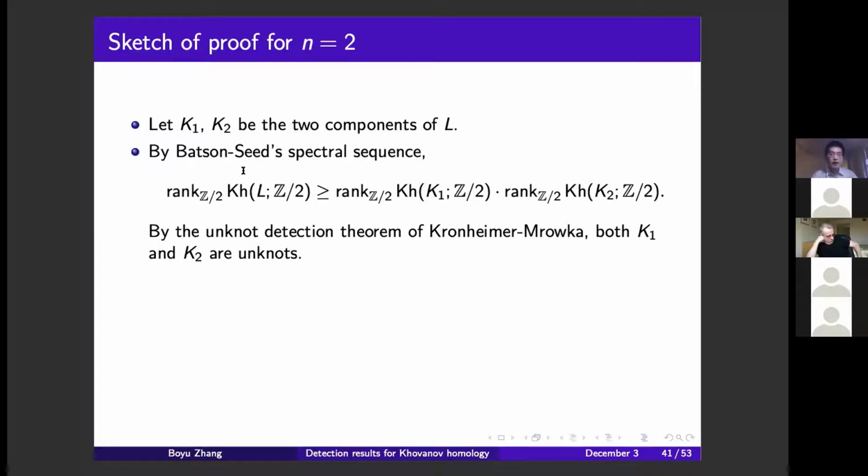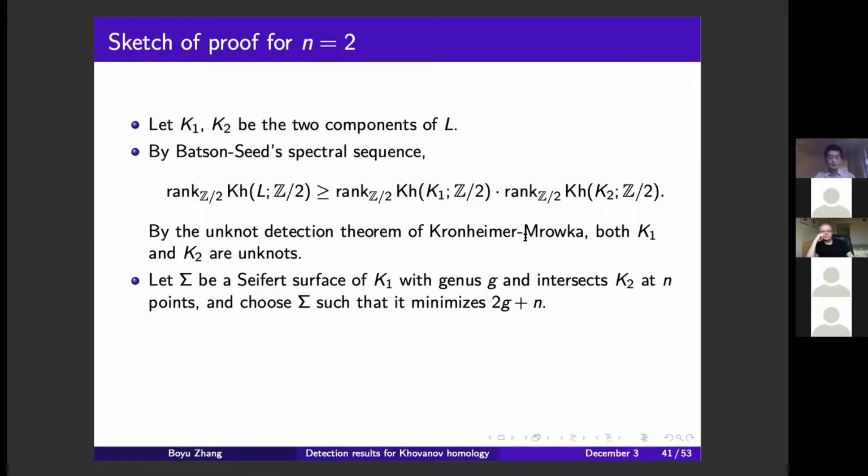And now, if L achieves the lower bound on the rank of Khovanov homology, then that implies that every one of its components must also achieve the lower bound on the rank of Khovanov homology. So by the unknot detection theorem of Kronheimer-Mrowka, we conclude that both K1 and K2 must be unknots.